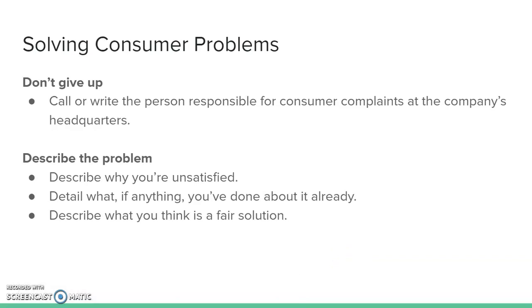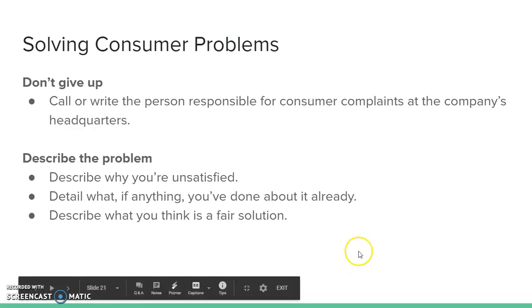Call or write the person responsible for consumer complaints at the company's headquarters. Make sure that your situation is documented with the proper individual. Make sure that you are able to describe the problem. Why are you unsatisfied? What, if anything, have you done already? And describe what you think is a fair solution. And then go back and forth in a negotiated pattern with the individual or with the company that you have the discrepancy with in order to get to that resolution.